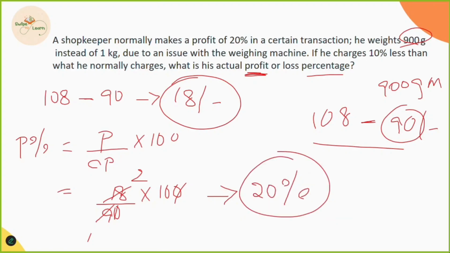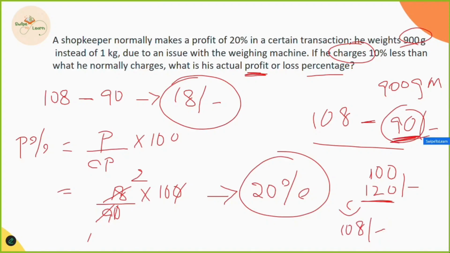Instead of selling 1 kg at 100 rupees, he is taking 120 rupees. Even though he is taking 120 rupees, he charges only 10% less. 10% less of 120 means 108 rupees he is taking. But the actual cost is 90. So the difference becomes the profit. The difference is 18 rupees, and in percentage we get 20%. Yes, and with that we have completed all the essential concepts of profit and loss.